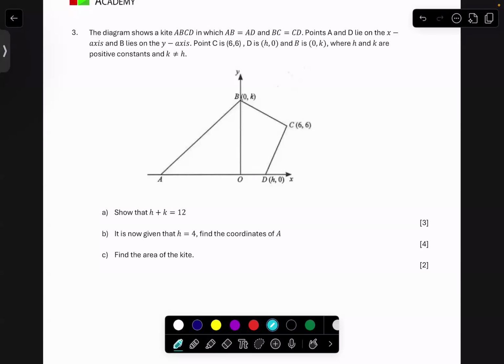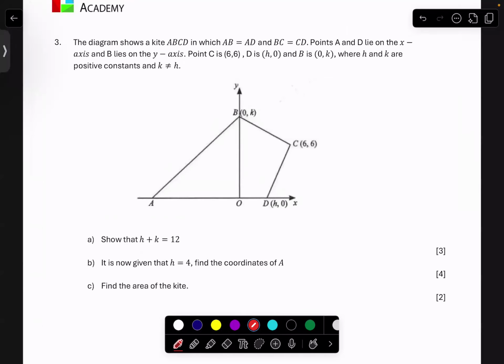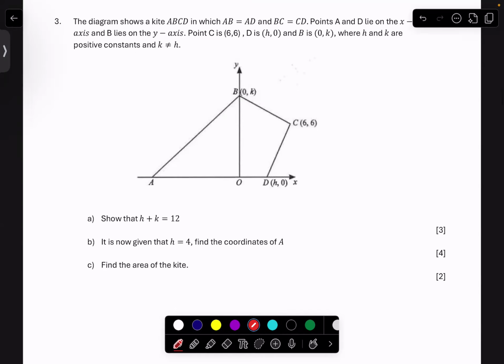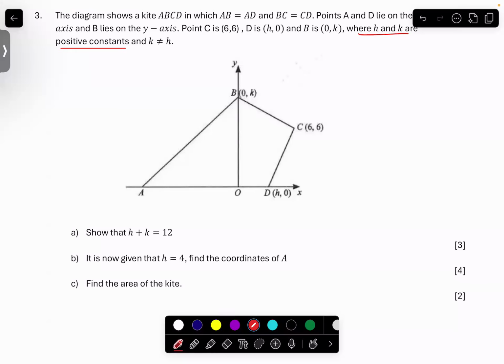Okay, let's take a look at question 3. Given that AB equals AD and BC equals CD, points A and D lie on the x-axis and B lies on the y-axis. Point C is (6, 6). D is (h, 0), B is (0, k), where h and k are positive constants. k is not equal to h. This part, where h and k are positive constants, is very important. Show that h plus k is equal to 12.